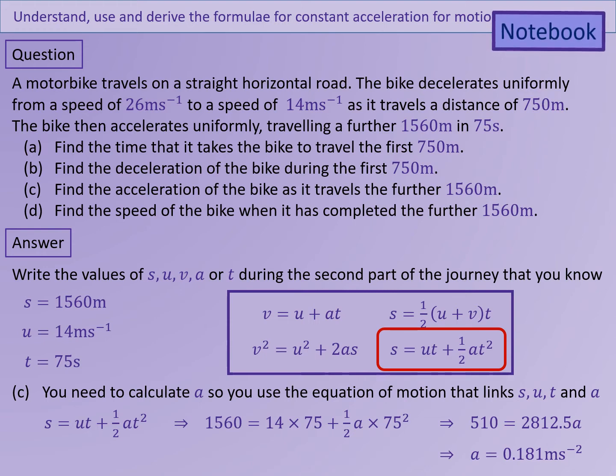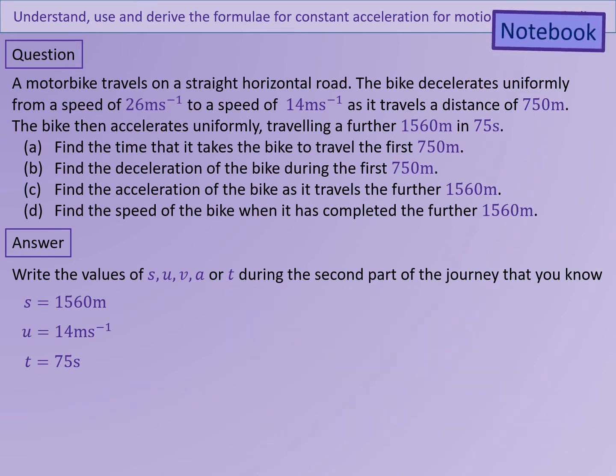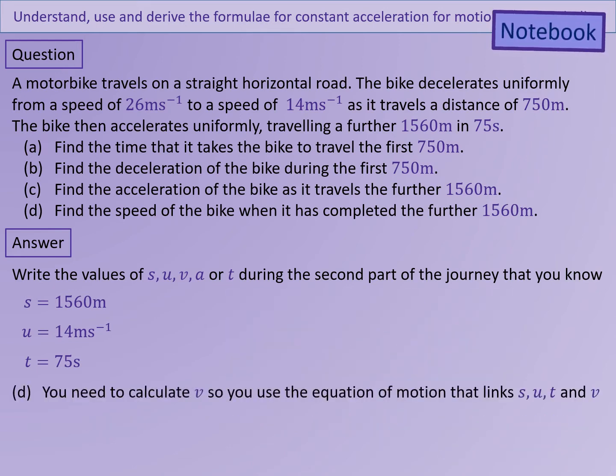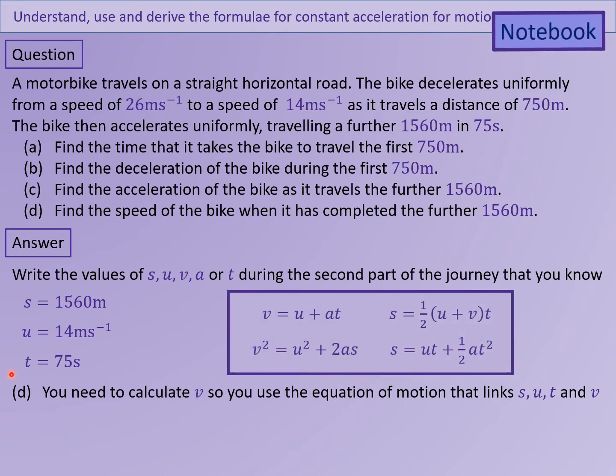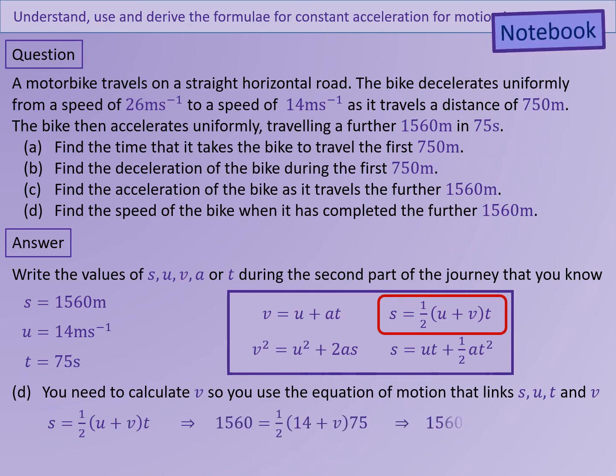Finally, we want to find the speed of the bike when it's completed the further 1,560 metres. So we're now trying to find V. This is the final velocity for this section. We can use the values that we used in part C for this. The equation that links S, U, T and V is this one here. We can substitute the values in that we've got. Rearranging gives us a final velocity of 27.6 meters per second.